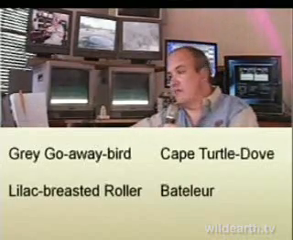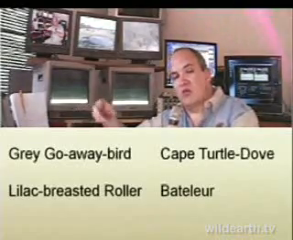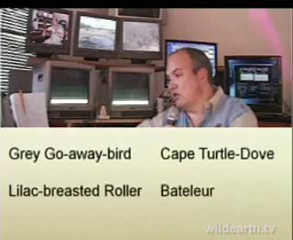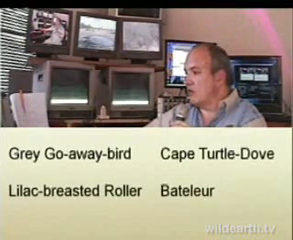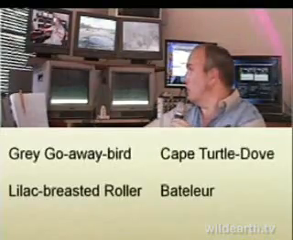So the four birds that we're going to use as an example and tell you a little bit more about are the grey go-away bird, the Cape turtle dove, the lilac-breasted roller, and the bateleur. Those are actually also the birds that we were shown the silhouettes of. Okay, so let's quickly move on and start with the first of those birds.